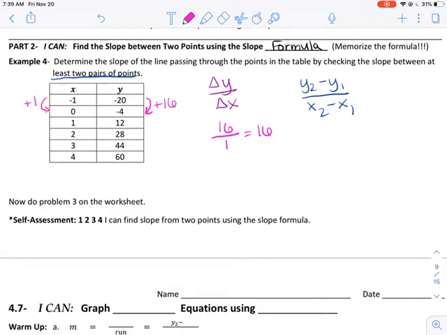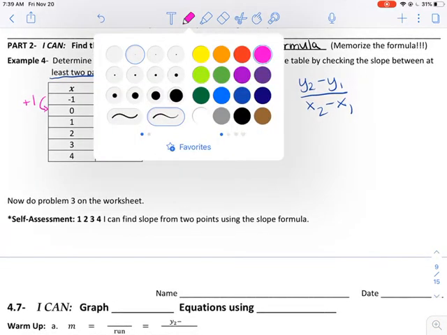Now, hopefully you can see just from this little example that this could be really, really easy if I have easy numbers, but I didn't have easy numbers here because I have a lot of negatives. So it might be better if you're having a hard time with negatives to go and choose different points that are not negatives, which you can do. It just said to choose 2 different points.